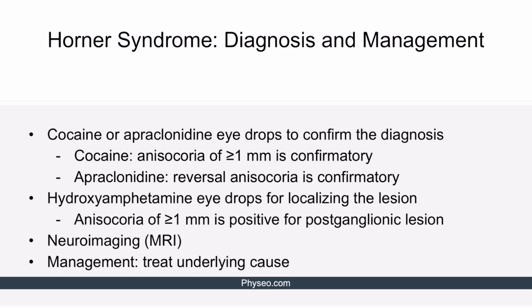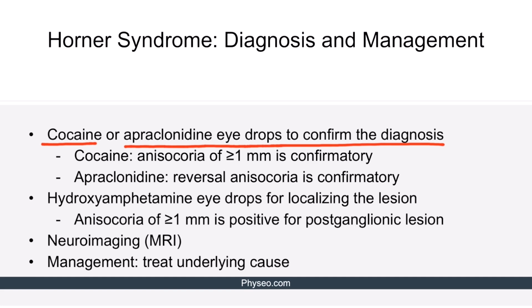However, to confirm the diagnosis, we use cocaine or apraclonidine eye drops. Cocaine inhibits the reuptake of norepinephrine, hence induces dilation of the pupil in a normal eye. It has no effect on an eye with impaired sympathetic innervation. So, anisocoria of 1 mm or more after applying cocaine eye drops is confirmatory for Horner's.